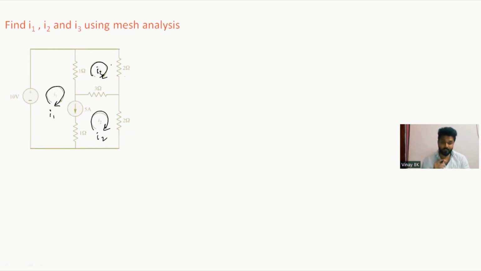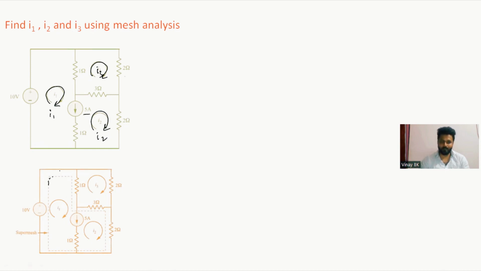So before that, observe there is a 5 ampere current source between two loops, that is loop 1 and loop 2. So this is a super mesh problem, 5 amperes. You can observe the super mesh loop, and this 5 ampere is the super mesh current. So one equation you are getting from the super mesh itself. That is, from the super mesh current, you can get one equation.